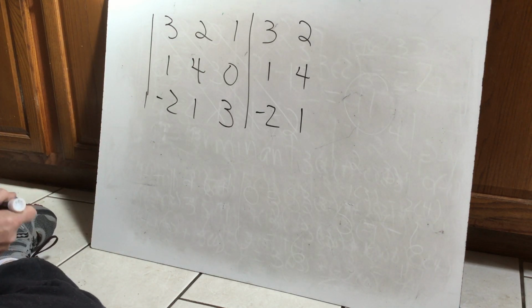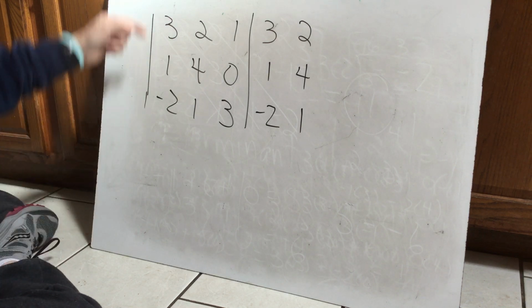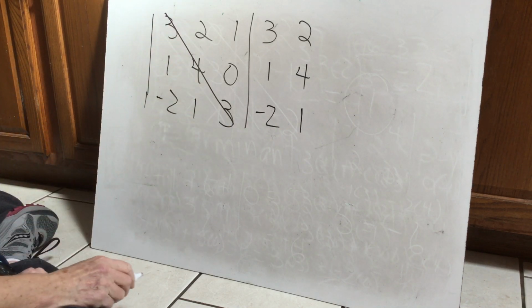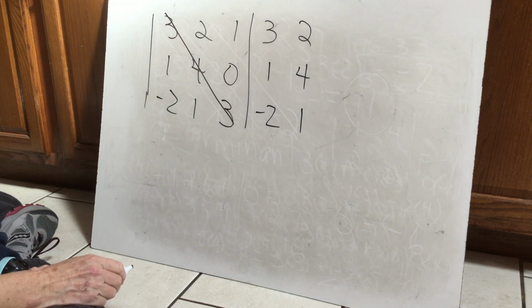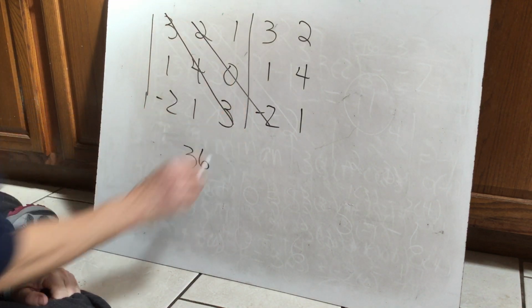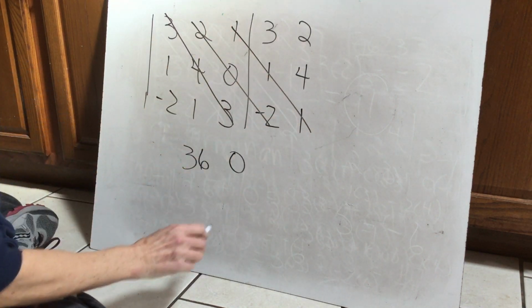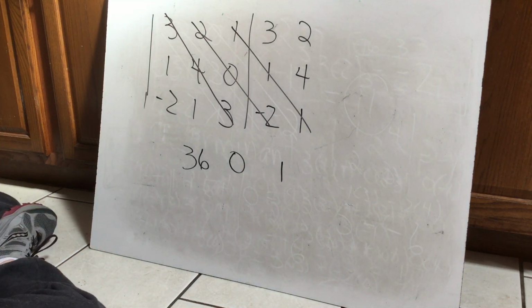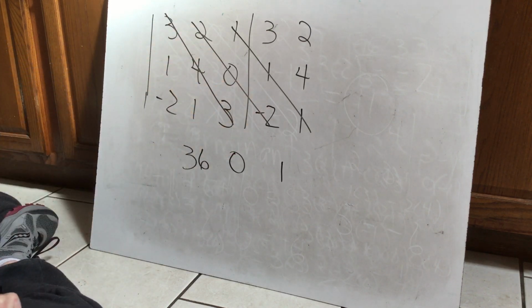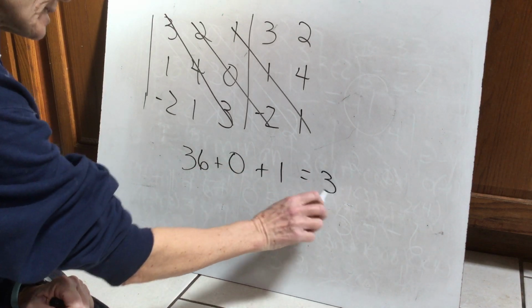All right, now we're going to start multiplying. So we're going to start right here always. Guys, this is really important with all your determinants. Please start here always. So we're going to start here and we're going to multiply. So 3 times 4 times 3 is 36. And then we're going to multiply here. That's just going to be 0. And then we're going to multiply here, and that is 1. So 3 times 4 times 3, 2 times 0 times -2, 1 times 1 times 1. Now I'm going to add them up, and I get 37.